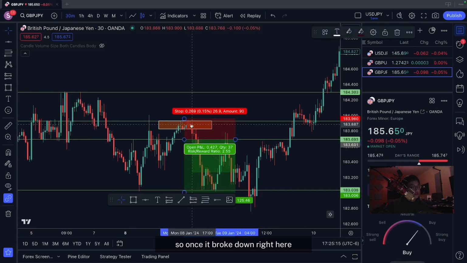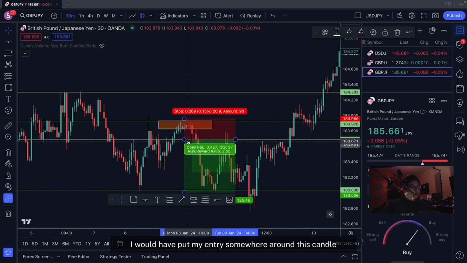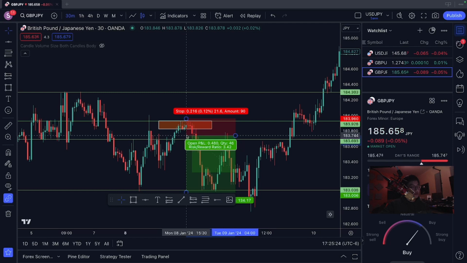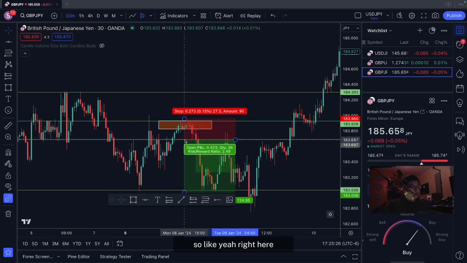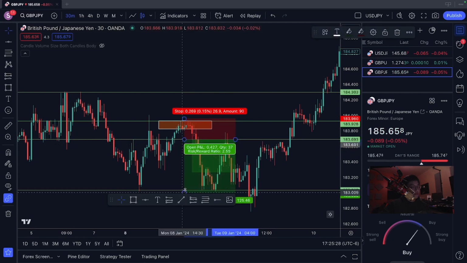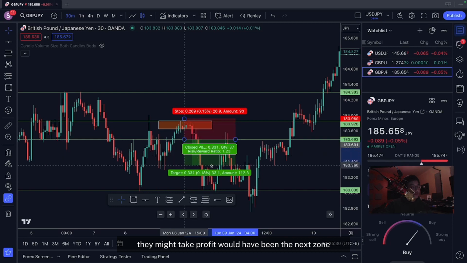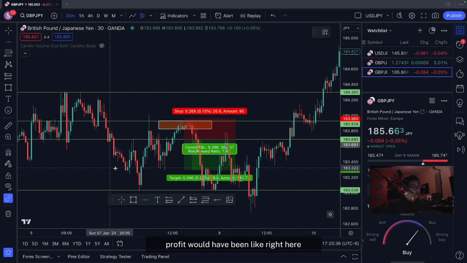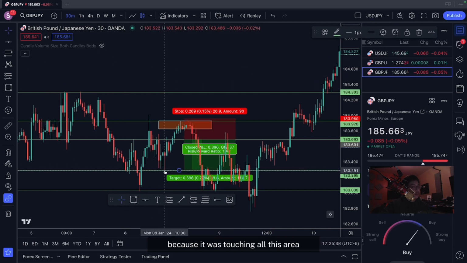So once it broke down right here, I would have put my entry somewhere around this candle. So like, yeah, right here. And my take profit would have been the next zone. So let's say this didn't exist. The probable take profit would have been right here, because it was touching all this area.